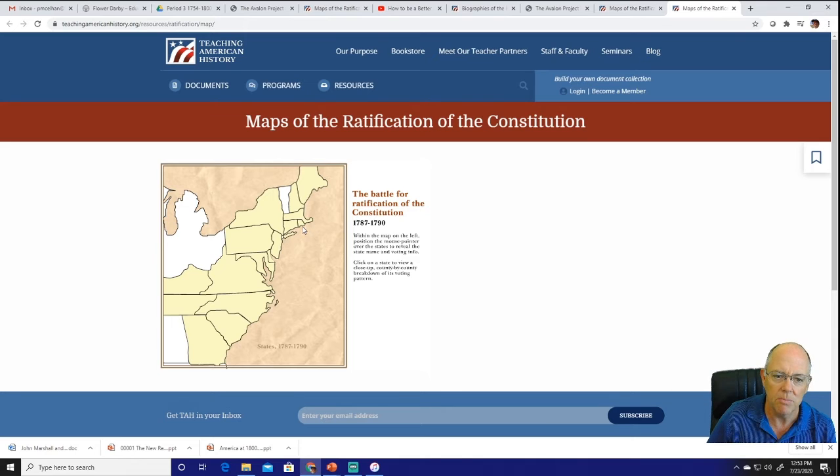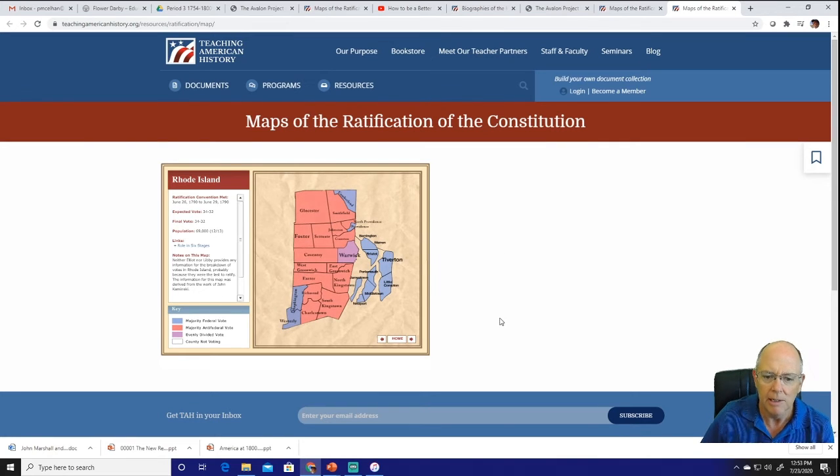Anyway, but look at the date for Rhode Island. Look at it on yours. Oh, we can't see it. They ratify it much later. Maybe if I click on it. Can I click on it? There it is. 1790. 1790 is when they had their convention.